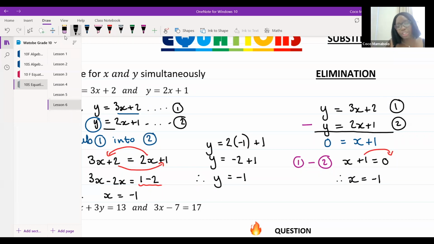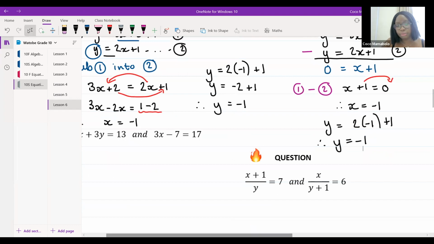And then from here, I can just solve for y. Y is equal to 2 multiplied by -1 plus 1. Therefore, y is equal to -1. For those of you who are wondering, how would we use elimination? This is what elimination would look like. But I can guarantee you now, let's have a look at question 3.